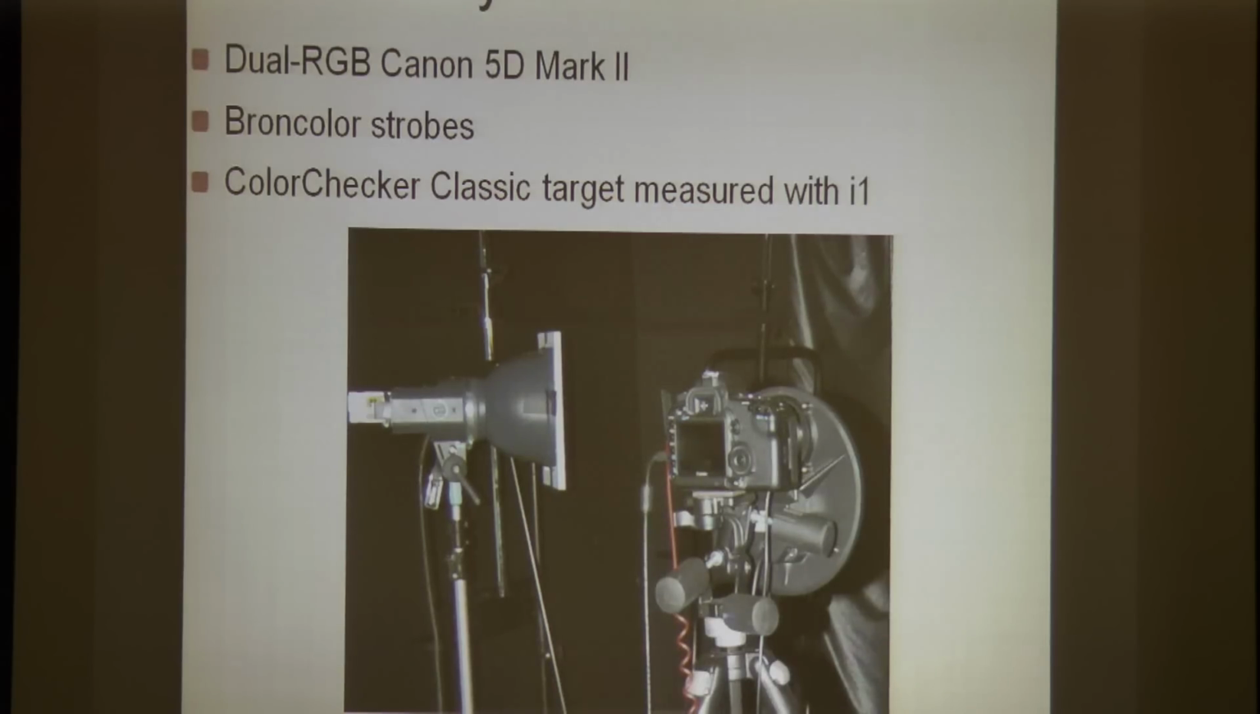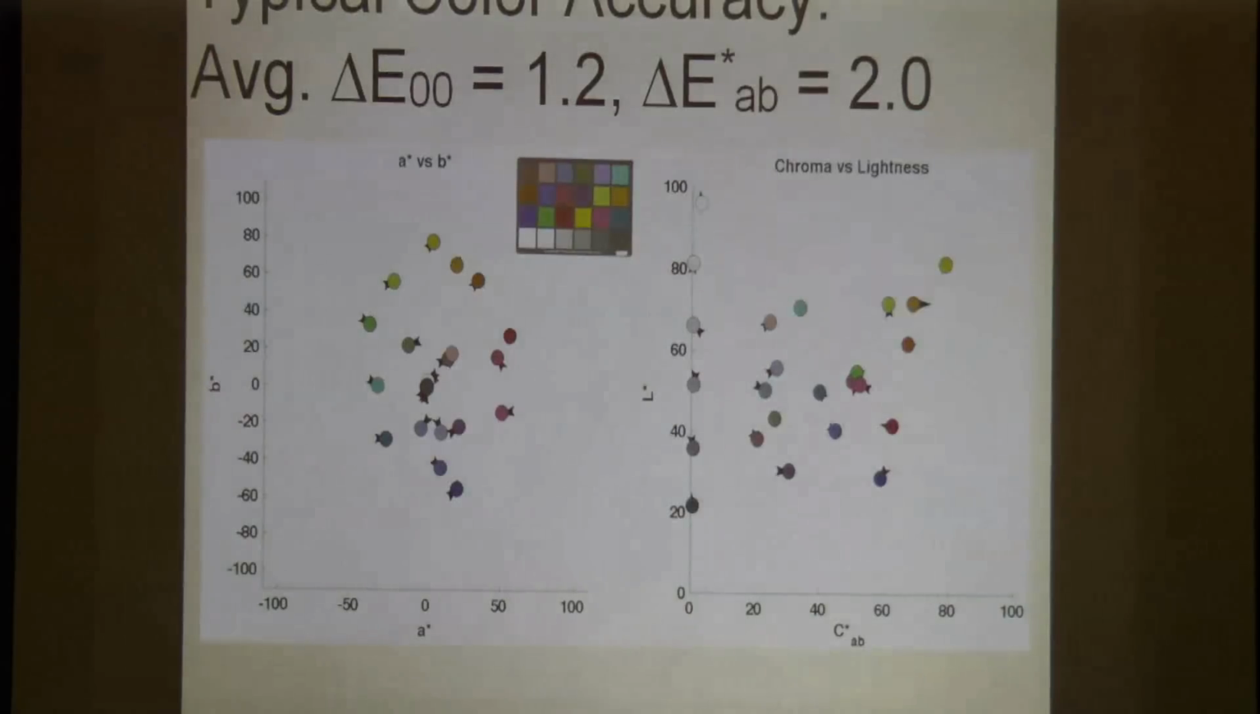So for colorimetry, we've been using a dual RGB approach. In this case, it's a Canon Mark II camera. So there's the camera. There's a filter wheel here that we've designed and built in order to capture a pair of RGB images. We're using Broncolor strobes, and the calibration is being done with a ColorChecker Classic target measured with an i1 spectrophotometer.